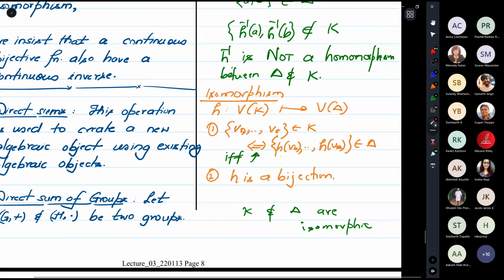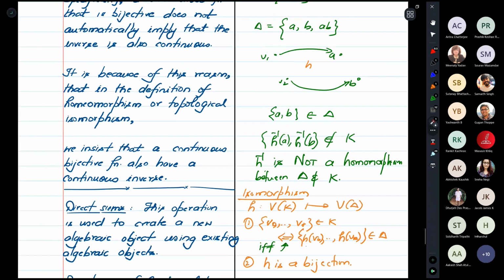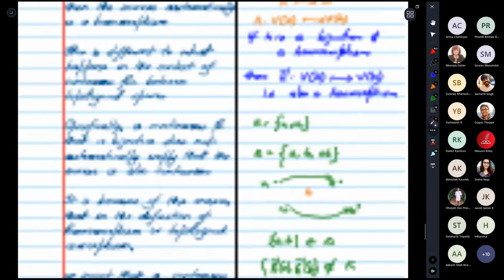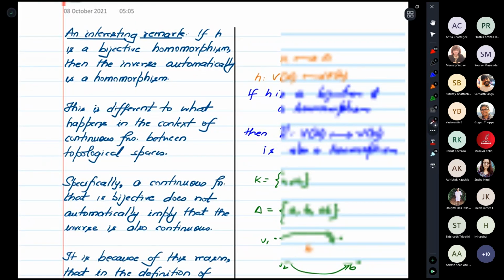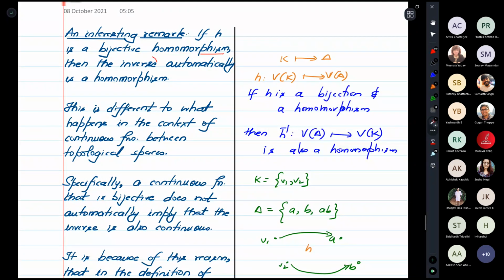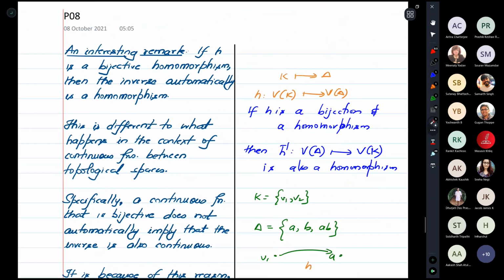Okay, so why am I raising this, right? Let me connect it back to what I was saying. In the context of groups, fields and vector spaces, whenever you have a bijective homomorphism, its inverse is also a bijective homomorphism, right? Let me repeat. In the context of groups, fields and vector spaces, whenever you have a bijective homomorphism, its inverse is also a bijective homomorphism. That's why whenever we have a bijective homomorphism, we call this an isomorphism.